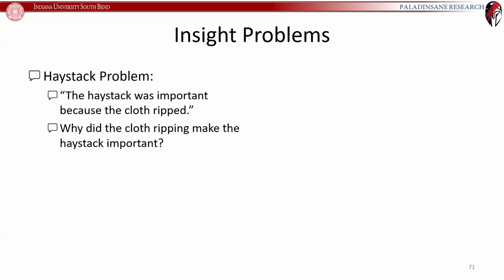So the challenge with this riddle here is that there's a number of different potential solutions, most of which are going to be incorrect. So you could be sitting there and you might be saying, well, maybe they were transporting hay to feed the animals and the hay was in the cloth and the cloth ripped. So all the hay spewed out behind them. So now they had no hay to feed the animals, but luckily there was a haystack right there. So the haystack became important because the cloth ripped.